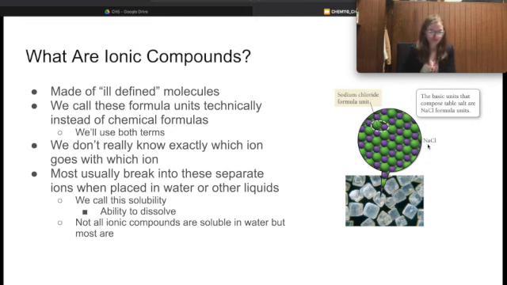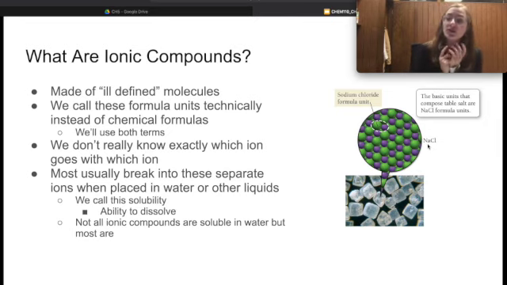So something cool about ionic compounds is because we are making them out of these anions and cations, they actually break apart into those ions when we put it into water. Most ionic compounds will dissolve in water. We call this solubility. Not all ionic compounds are soluble in water, but most of them are going to be. And they may be soluble in other liquids as well.